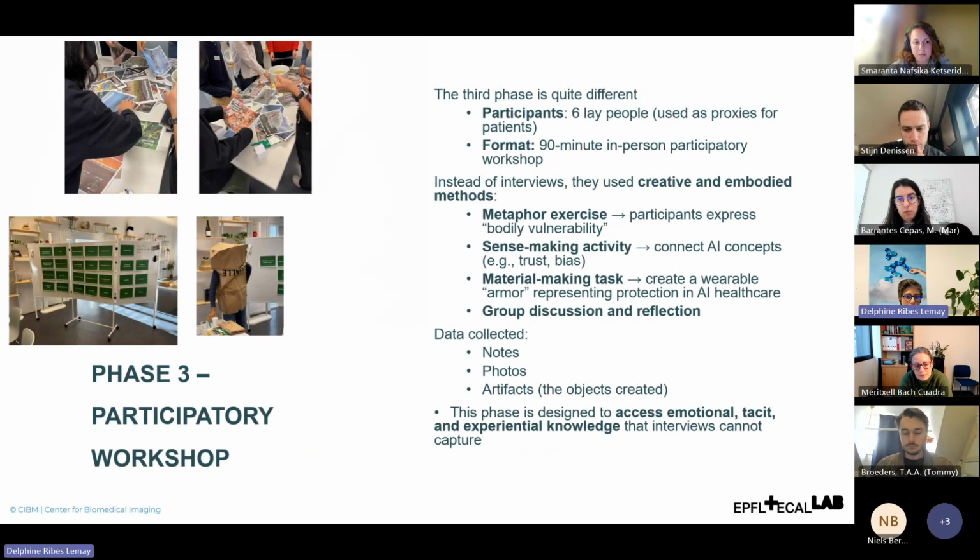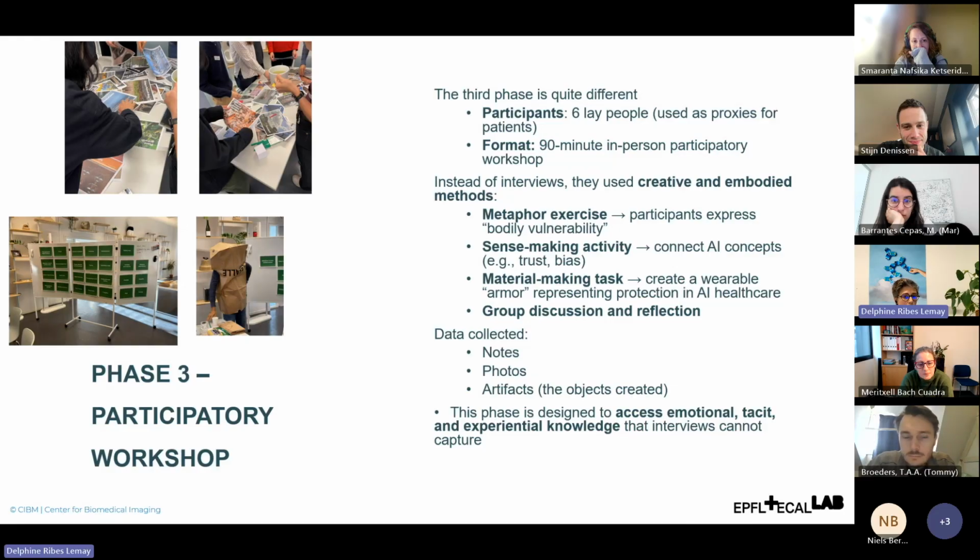So then we did phase 3, which is based on quite different methods. As we said, we wanted to have the patient perspectives. And for that, we could have done semi-structured interviews, but we wanted to have access to emotional insight, how they feel, how they fear, and how they experience such a technology from their perspective. For that, we asked people, it was a few, 6 people, and it was a 2 hour participatory workshop.